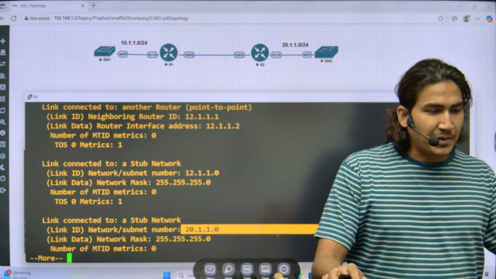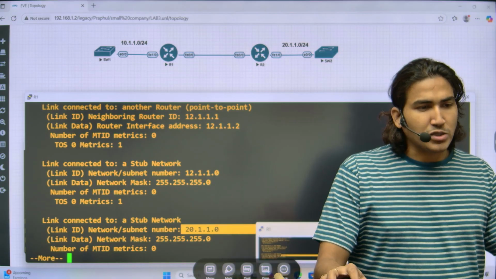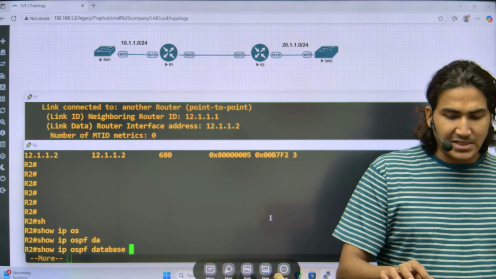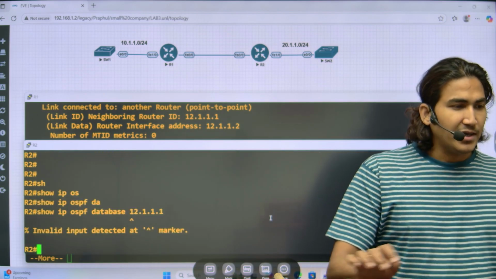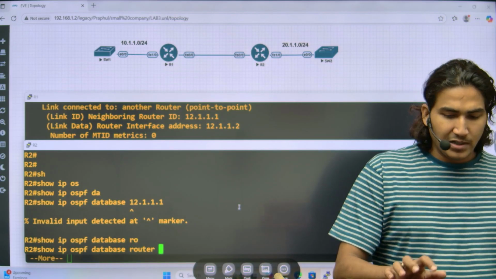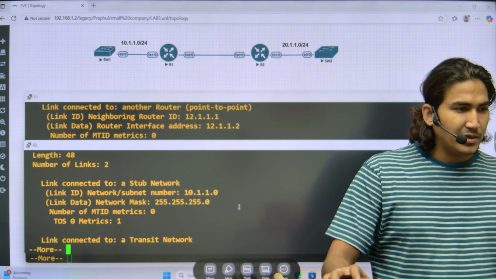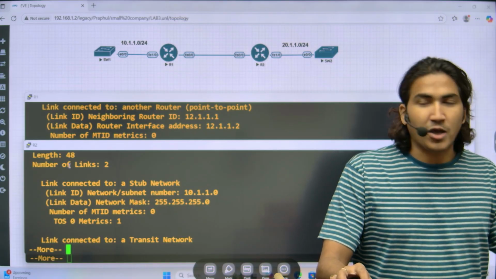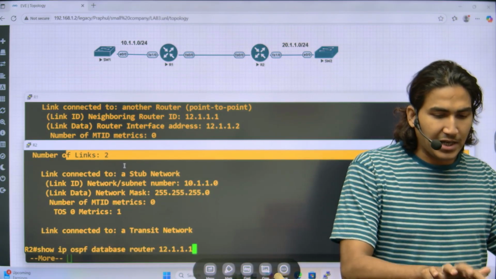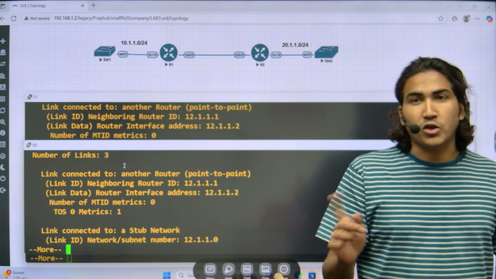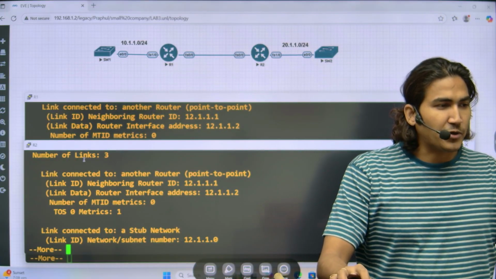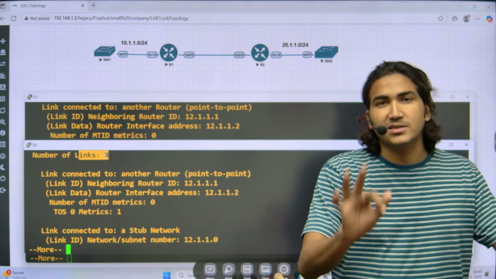But on router number 2 you can verify the same thing. So, show IP OSPF database and 12.1.1.1. Here you can see the router LSA of 12.1.1.1. Here you can see, guys, the number of links is 2 in the router LSA of router 1, and in the router LSA of router 2 it is 3.